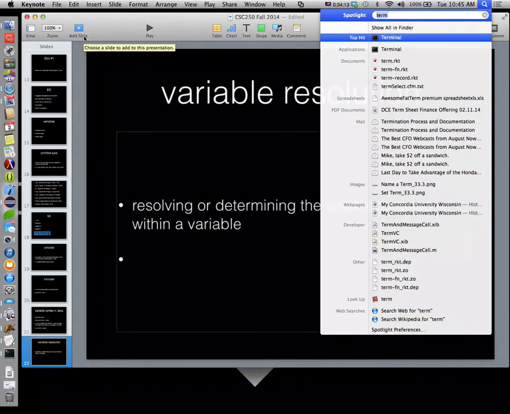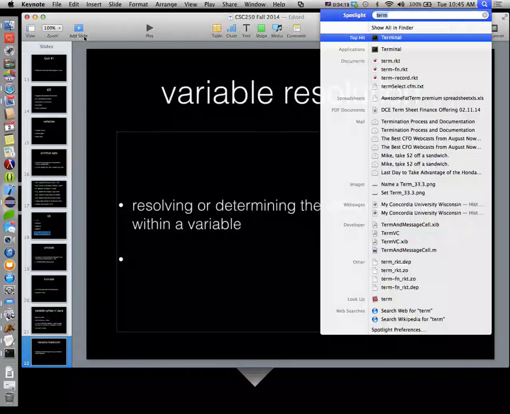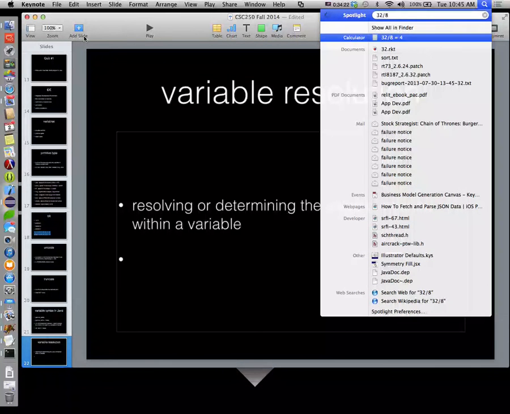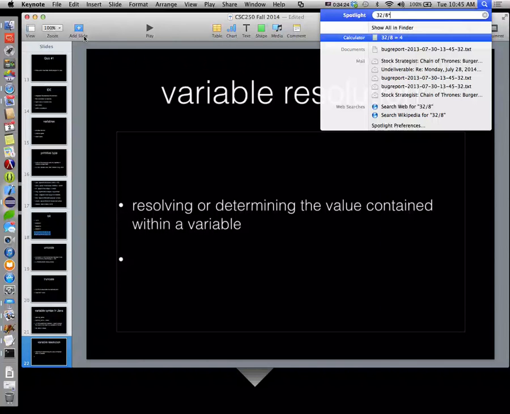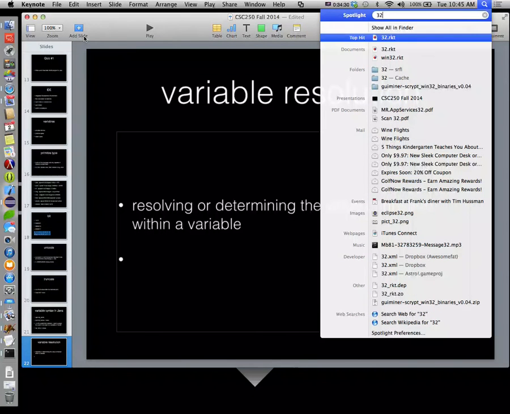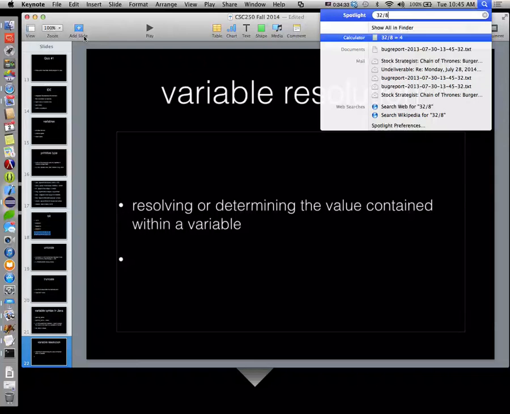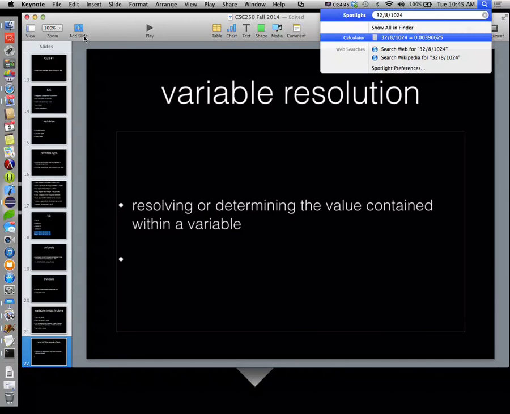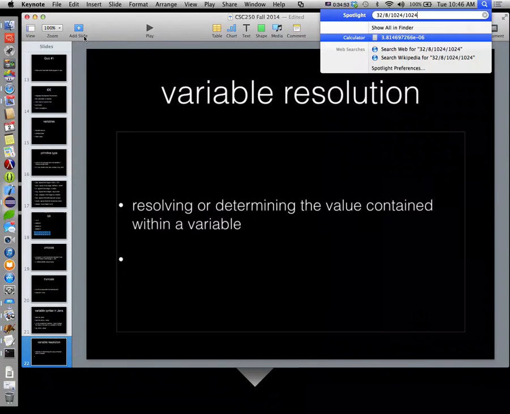Well, a bit is 8. A byte is 8 bits. So 32 divided by 8 is actually 4 bytes. 32 bits divided by 8 bits per byte gives us the number of bytes, so we have 4 bytes. 4 bytes is equal to 0.003 kilobytes. Divided by 1024 is a really, really tiny number of megabytes.